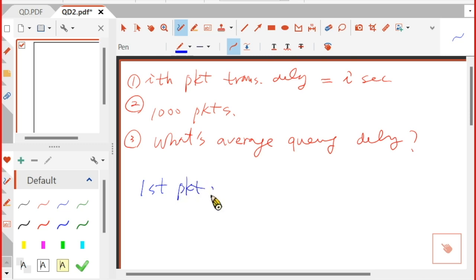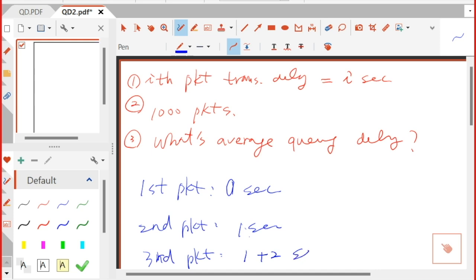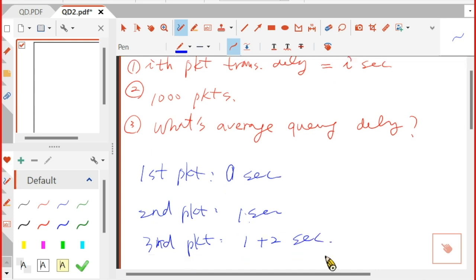So here, how to solve it. First packet, sorry, the queuing delay is 0 seconds. This one is the same as the previous one. But the second packet, it's 1 second. And the third packet, it's 1 plus 2 seconds. Is it okay? Right now, the current example is the same as the previous one. 0 seconds, because the first one can be processed rapidly, so it's not necessary to wait. But the second packet needs to wait for transmission of the first packet, so it's 1. For the third one, the queuing delay is waiting for the first one and the second one.